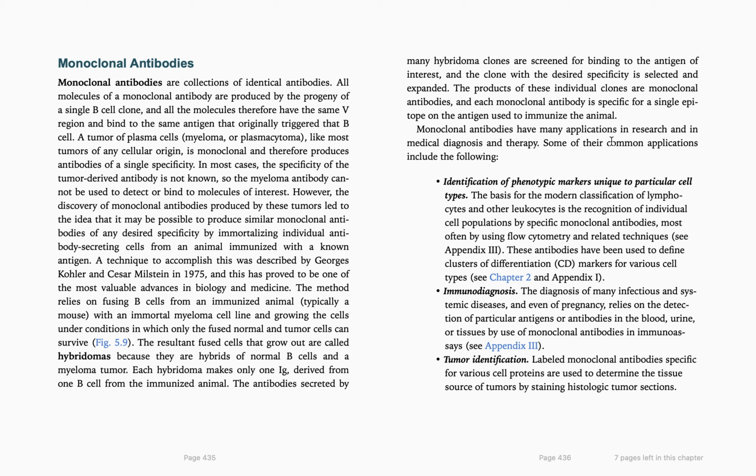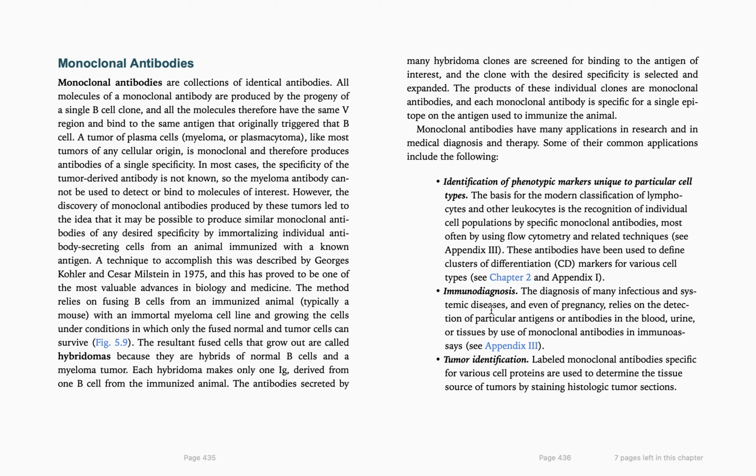Monoclonal antibodies have many applications in research and in medical diagnosis and therapy. Some of their common applications include, first, identification of phenotypic markers unique to particular cell types. The basis of the modern classification of lymphocytes and other leukocytes is the recognition of individual cell populations by specific monoclonal antibodies, most often by using flow cytometry and related technology or techniques. See the appendix. These antibodies have been used to define clusters of differentiation, markers for various types. See Chapter 2 and Appendix 1.